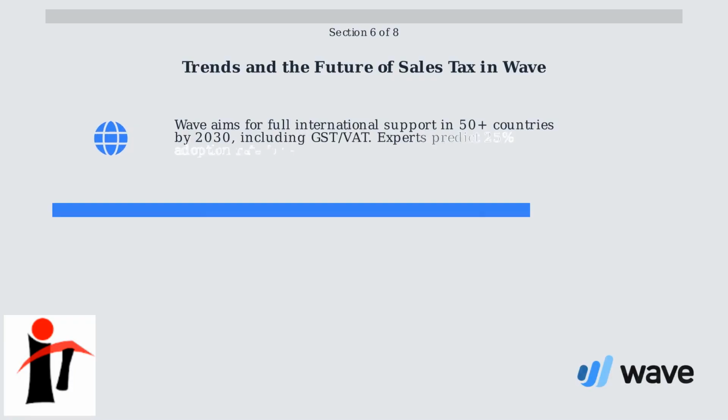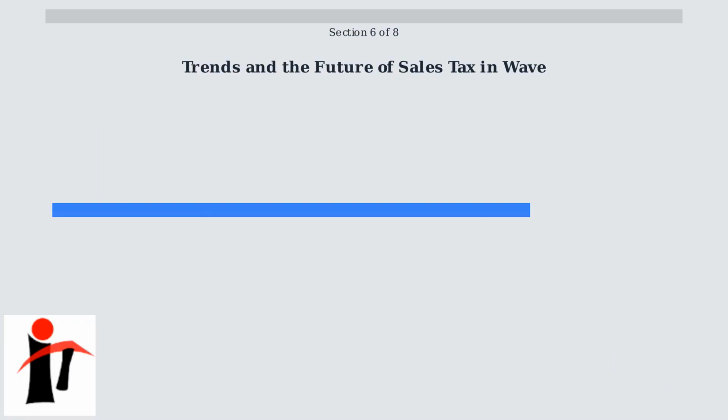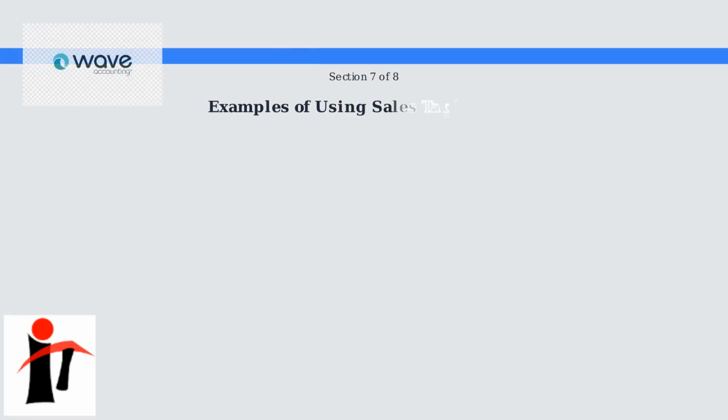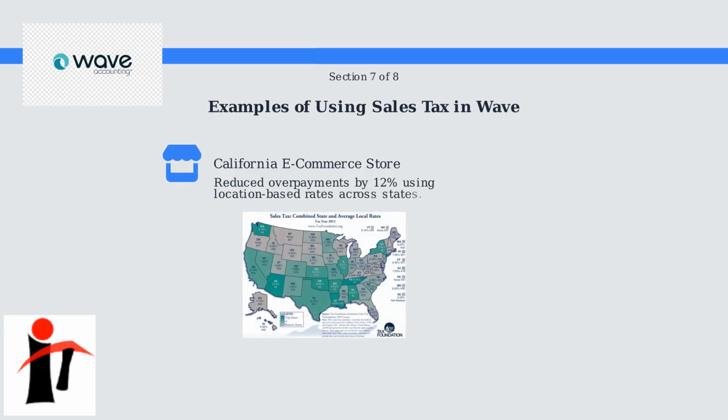Looking ahead, Wave plans to expand to full international tax support in over 50 countries by 2030, covering GST and VAT systems. Industry experts predict a 25% adoption rate for AI tax tools by then. Real-world examples demonstrate Wave's effectiveness in sales tax management.